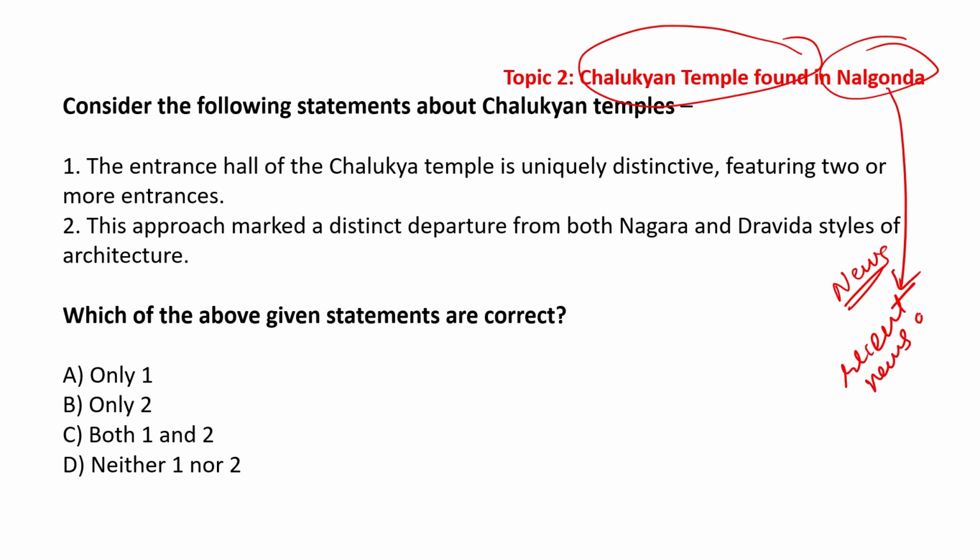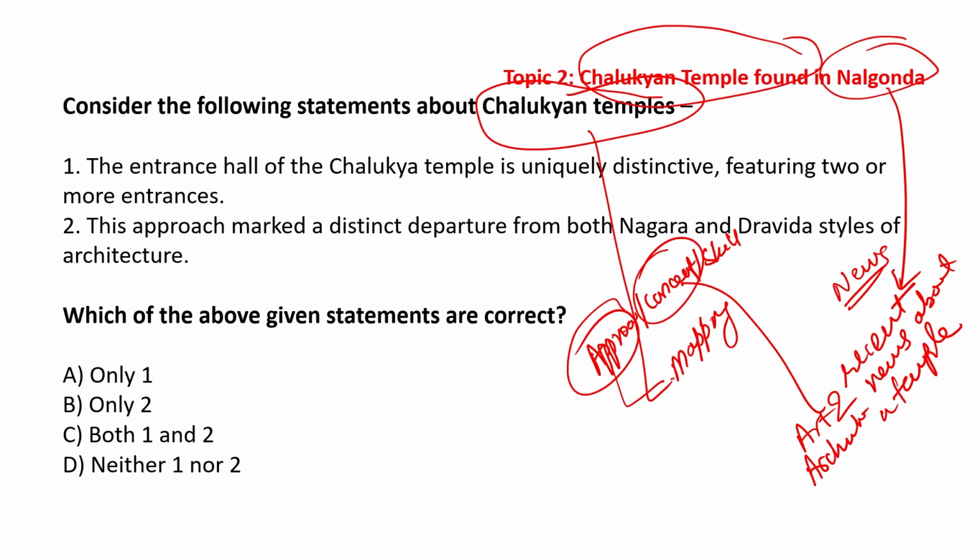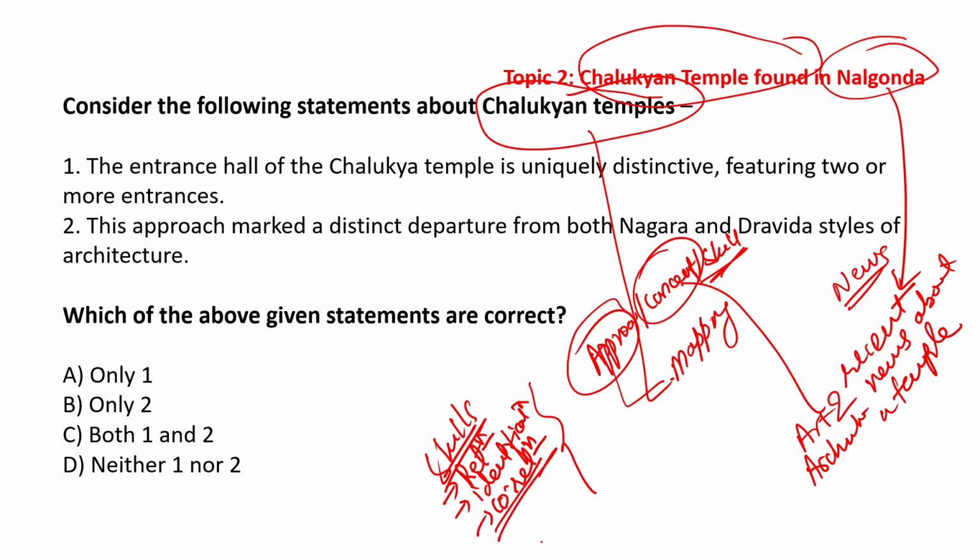So recent news about a temple being found actually made the background for it, right? Whenever we talk about temple, there is a certain mapping which we need to remember, and I am talking about the approach, concept and the skills. The concept is the art and architecture. The approach should be through the mapping, and the skills which we need for this are again retention, identification and correlation. This is very important, right?